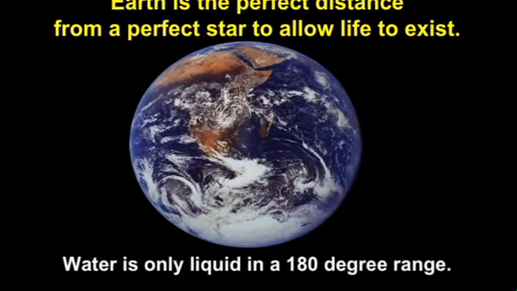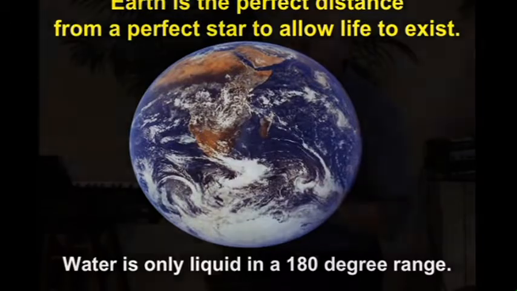For instance, water is only liquid in a 180 degree range. Well, the temperatures in the universe go from tens of millions of degrees inside of stars to minus hundreds of degrees that we know of in outer space. So there are tens of millions of degrees in range of temperatures, and yet water is only liquid in a tiny little percentage, a very small range of about 180 degrees.